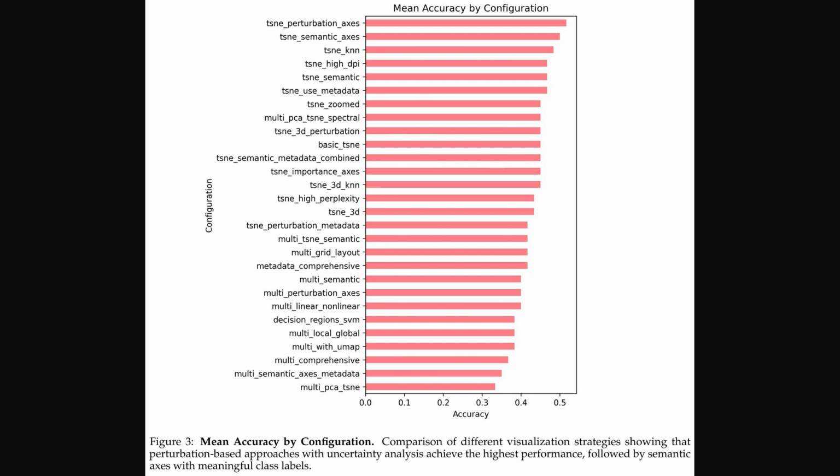The top performers are what are called perturbation-based approaches. A perturbation-based approach is where they slightly alter the data points to see how stable the visualization is, which gives the model a sense of uncertainty. This result suggests that showing the model not just the data but also its stability really improves reasoning.